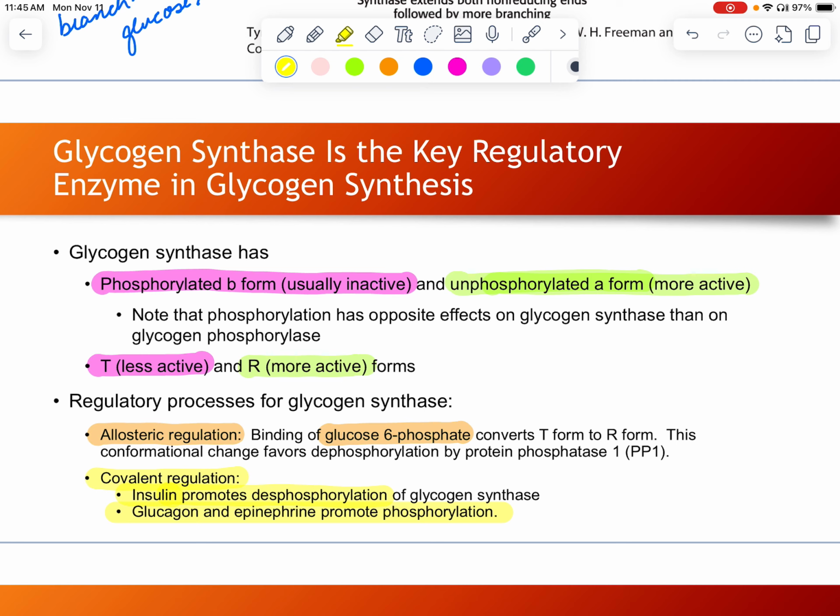You are being chased by a bear. You need immediate energy. You don't want to be using time and energy storing up your glucose. You want to be using this stuff for energy. You want to be breaking down that glycogen instead of building it. Okay? So those are going to be our covalent regulation pieces.